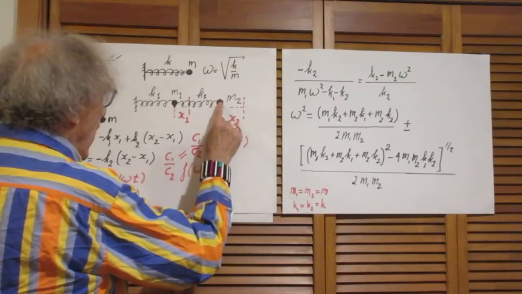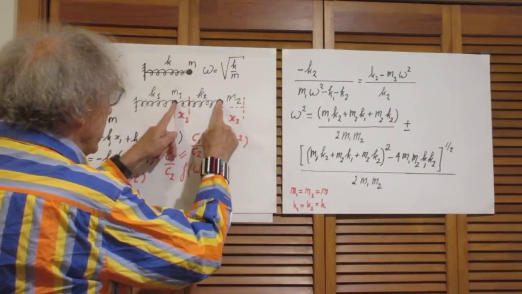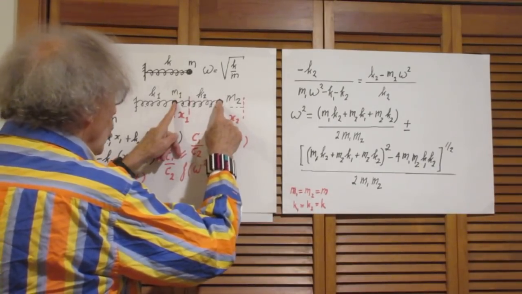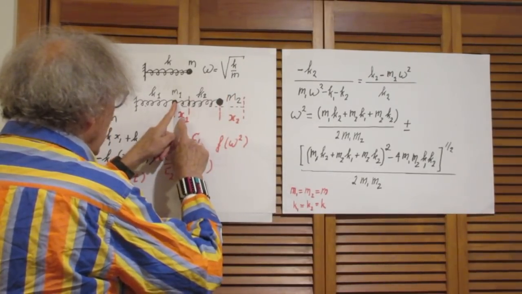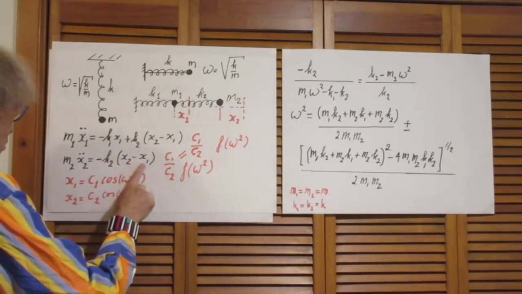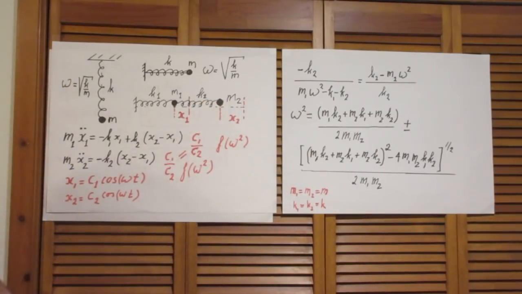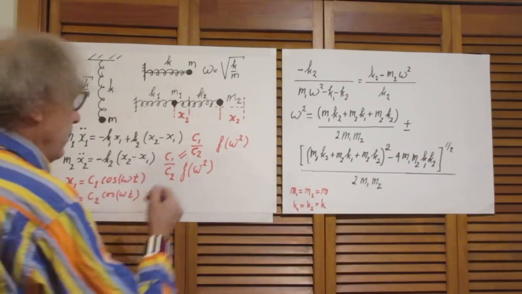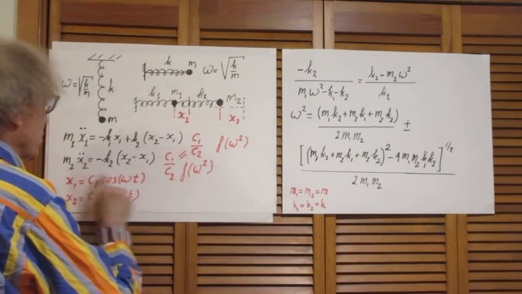The net force on m2, the restoring force, only depends on the length of this spring. If this spring is now longer by an amount x2 minus x1, the restoring force must be minus K2 times x2 minus x1, in the opposite direction. This equation is sign sensitive. If x2 were smaller than x1, this equation would still be correct.